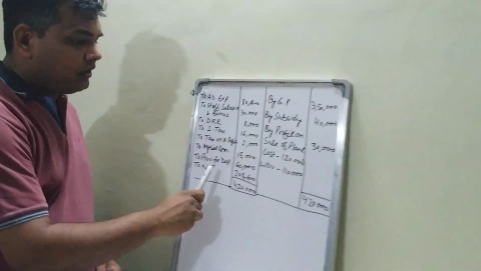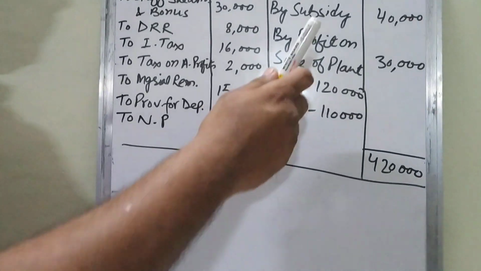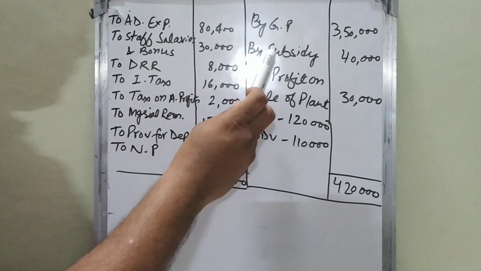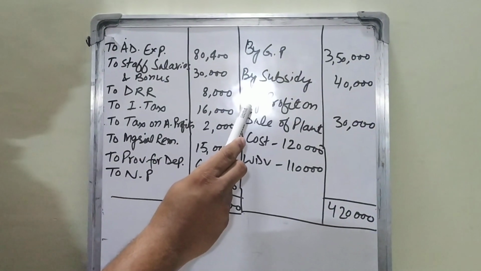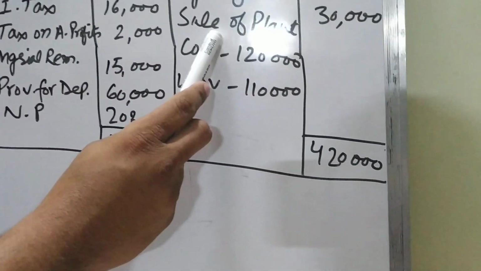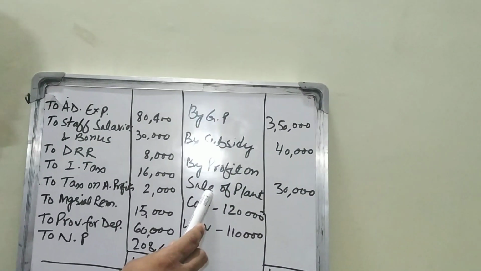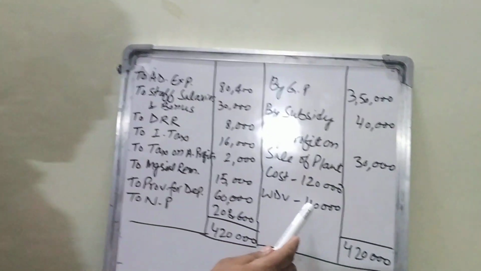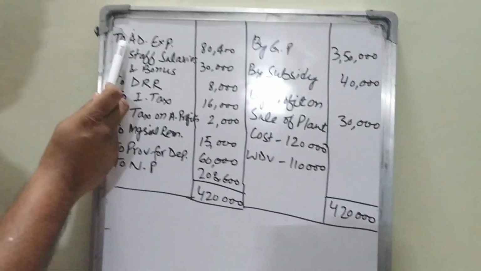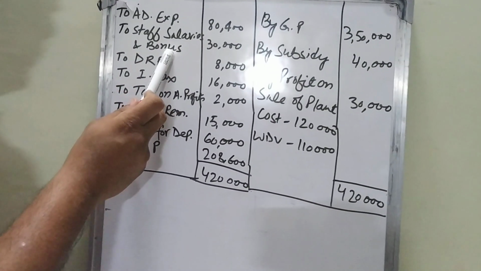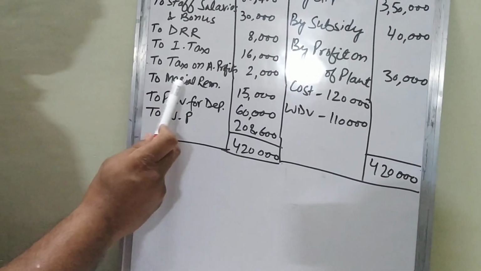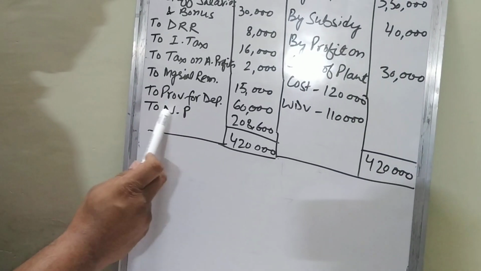See, this is the question whereby we are saying that the gross profit is already calculated and this is 3,50,000. Subsidy from the government is 40,000 and there is a profit on sale of plant. Remember, this was an issue which I wanted to discuss earlier with you. We discussed it in detail in my last lecture. Now practical understanding of that. 30,000, total comes out to be 4,20,000. Expenses are advertisement expenses, staff salaries and bonus, development rebate reserve, income tax, tax on abnormal profits, managerial remuneration, provision for depreciation and net profits.